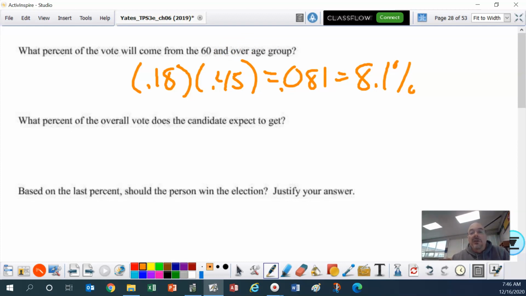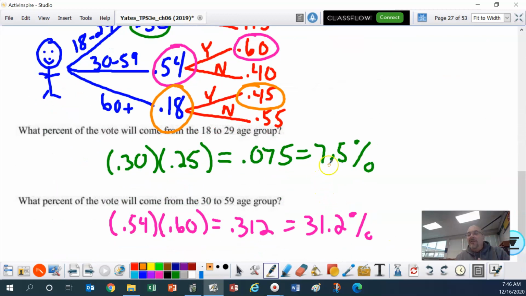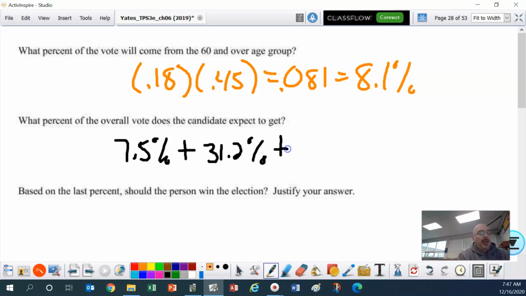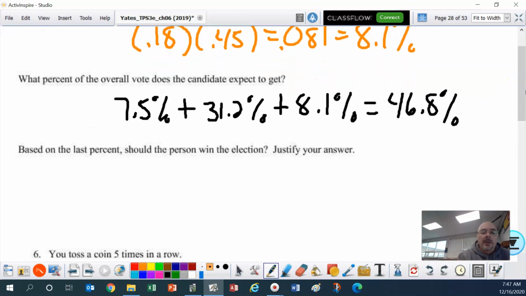So what percent of the overall vote does the candidate get? If we go back a second and look, this candidate is going to get 7.5 from this age group, 31.2 from this age group, and 8.1 from that age group. So we're going to add those three together: 7.5 plus 31.2% plus 8.1%, and we end up with 46.8%. Based on that last percent, should the person win the election? I hope you say no. Why?